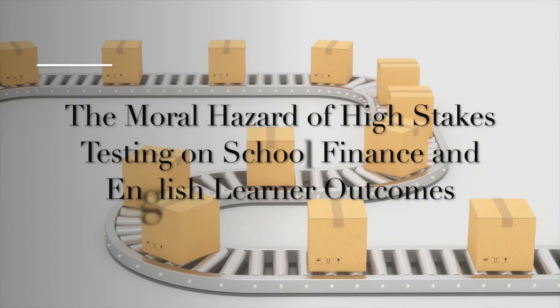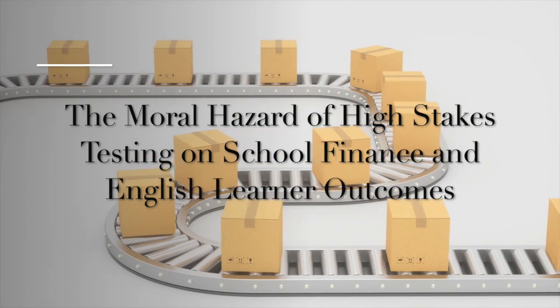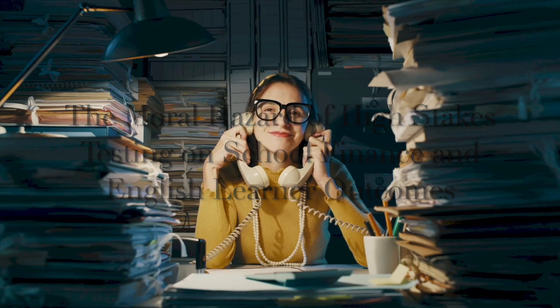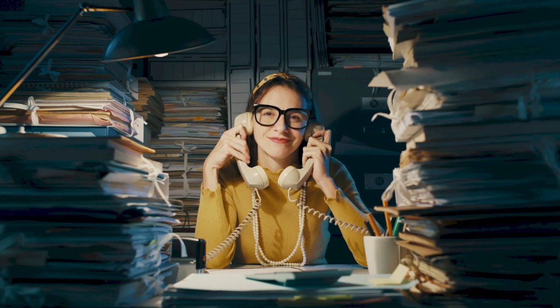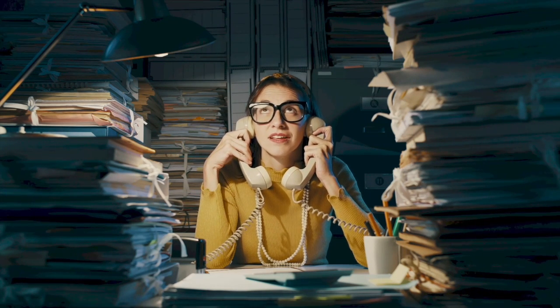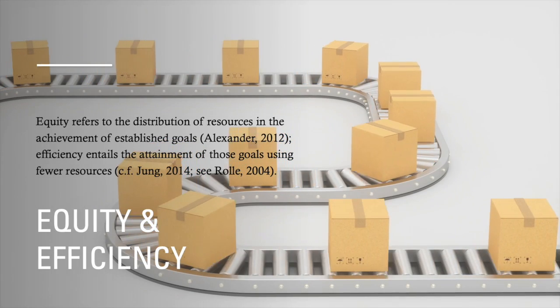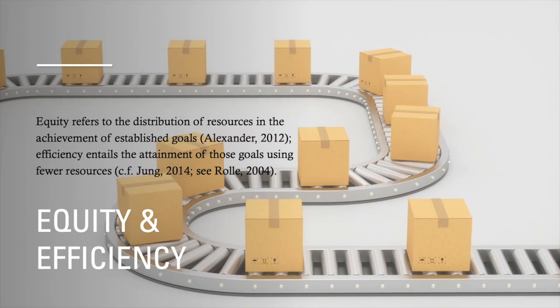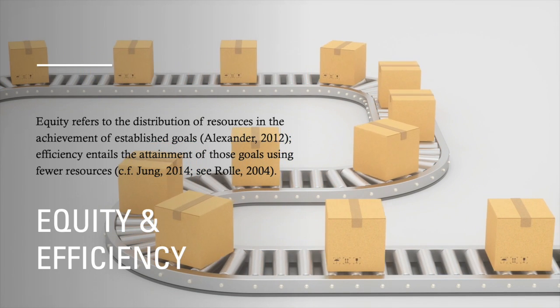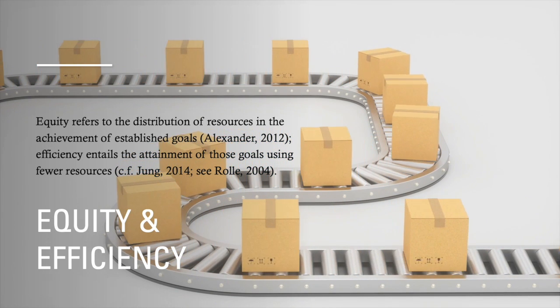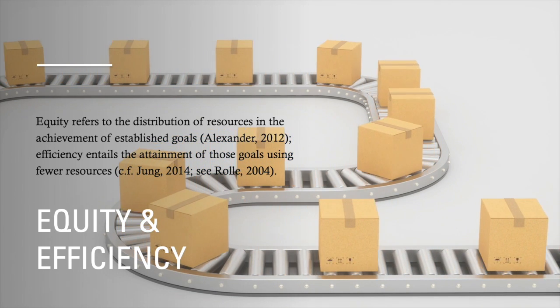Before this presentation formally begins, I would like to introduce some definitions so that we could understand what these definitions mean in the context of school funding and performance outcomes for students. So the first definition is equity, and we define equity as the distribution of resources in the achievement of established goals, as defined by Alexander.